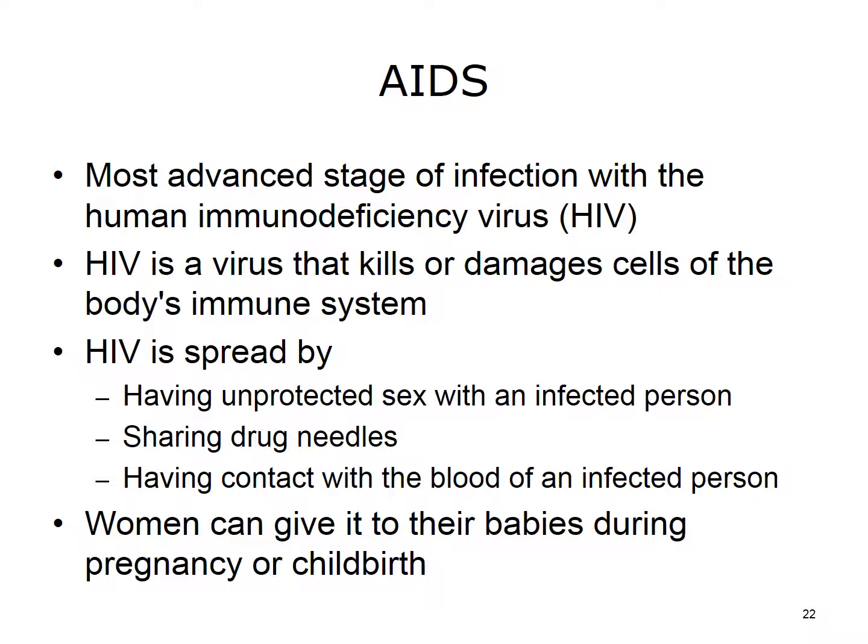HIV most often spreads through unprotected sex with an infected person. AIDS may also be spread by sharing drug needles or through contact with the blood of an infected person. In addition, women who are infected with HIV can give it to their babies during pregnancy or childbirth.